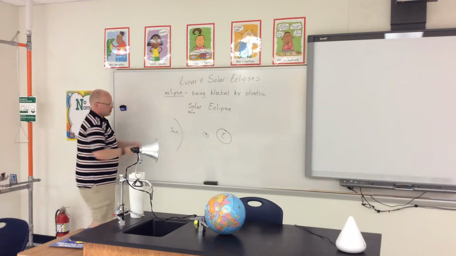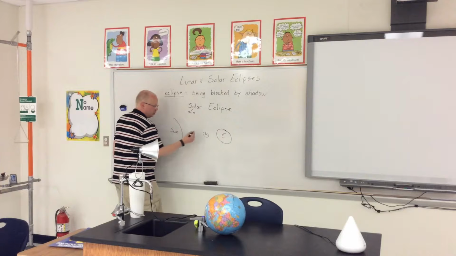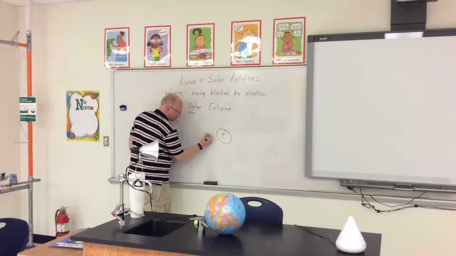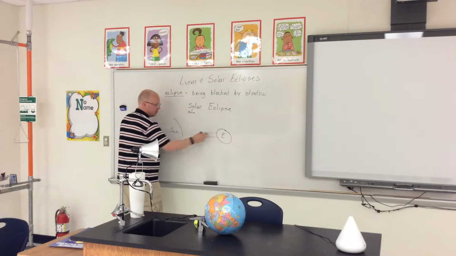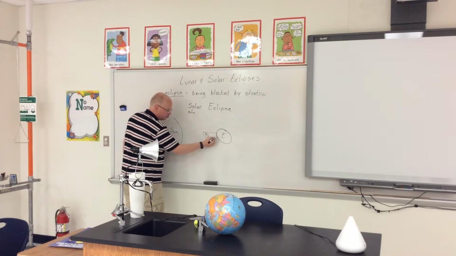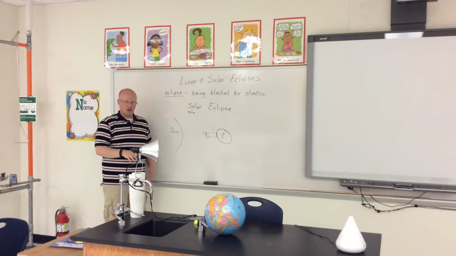Okay? So the sun's light is shining this direction, and as it shines onto the Earth, the moon's shadow gets cast onto the Earth. And this is, in my diagram, if you're standing in this region, this is where you're going to get to see the full effect of the eclipse.